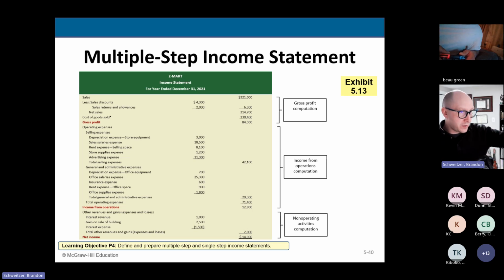The first step is sales. So we have our sales, minus our discounts, minus our sales returns and allowances, equals our net sales, minus our cost of goods sold, equals gross profit. That whole part is just one step. The next step is we have all of our operating expenses listed out. So we see our selling and then our general administrative expenses all listed out to give us our total operating expenses. So we take our gross profit minus our total operating expenses equals our income from operations.